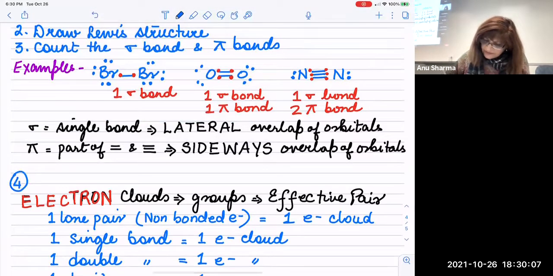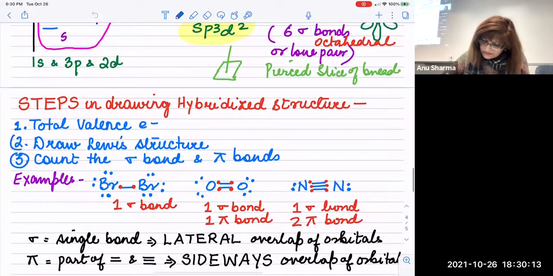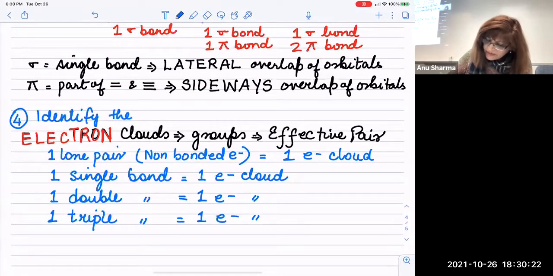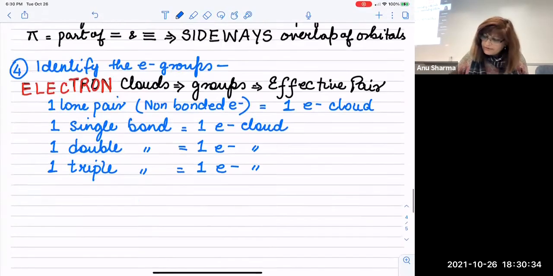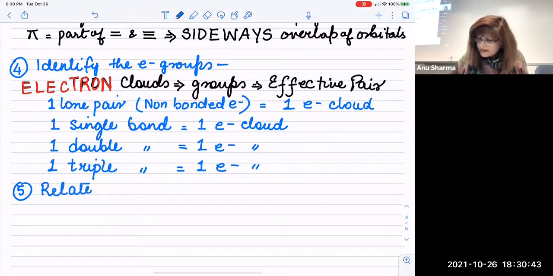These are the different steps. The fourth step is identify the electron groups. Now, why do we need to identify these electron groups? Because these electron groups relate to the hybridization. So relate the electron groups or clouds to hybridization.